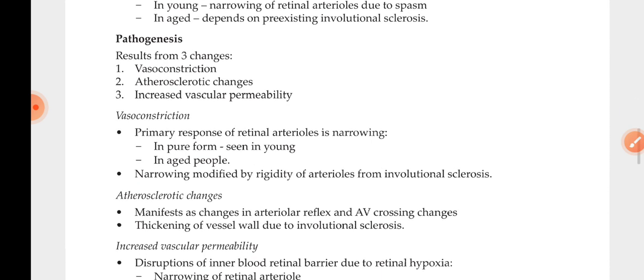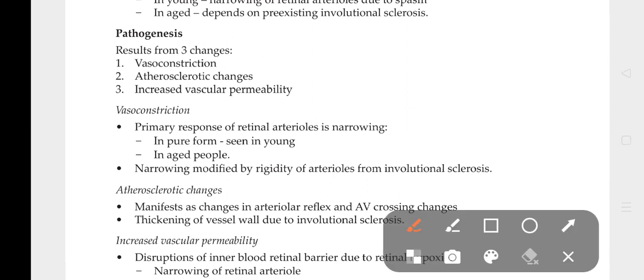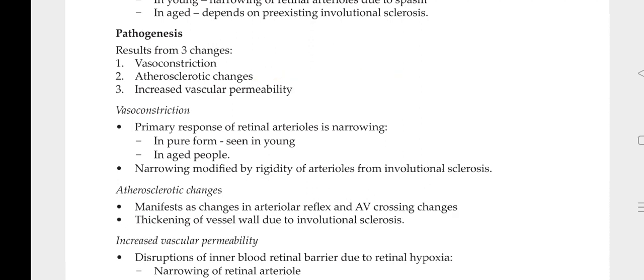Pathogenesis of hypertensive retinopathy results from three changes: vasoconstriction, atherosclerotic changes, and increased vascular permeability. We already know vasoconstriction occurs most commonly in young people, atherosclerosis in old age people, and increased vascular permeability is a common thing. Remember the three changes: vasoconstriction, atherosclerotic changes, increased vascular permeability.